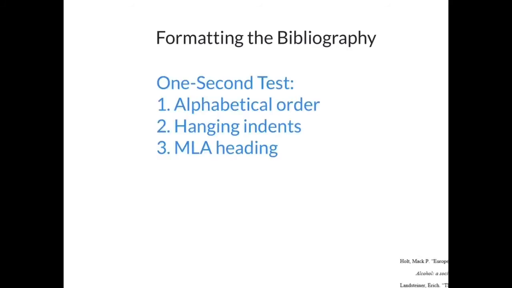So when it comes to formatting your bibliography, there are a few rules you still need to follow as well. Basically, if your bibliography follows what I call the 1-second test, you're probably doing way more things right than wrong. So for the 1-second test, your sources need to be alphabetized, they need to have hanging indents, and they need an MLA heading. All right, so let's talk about specifically the hanging indents and alphabetical order.